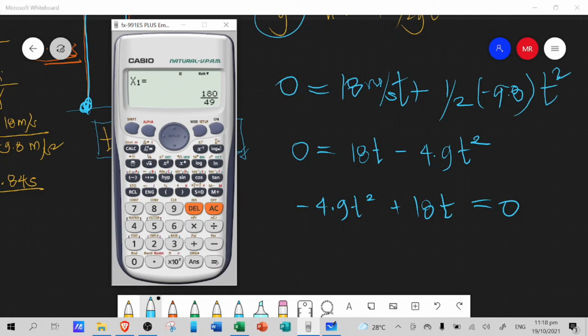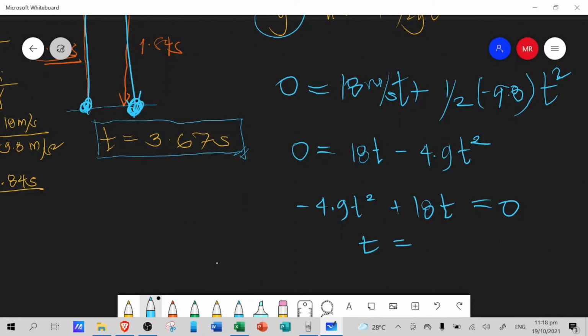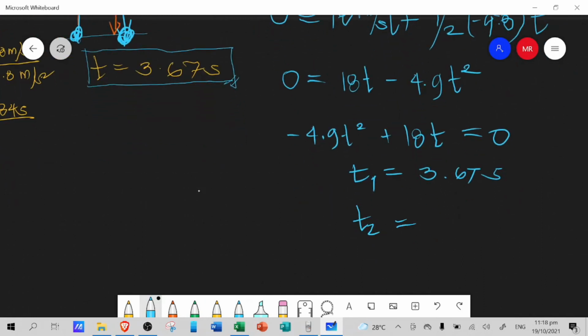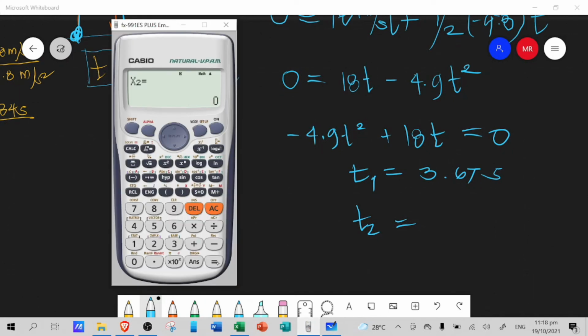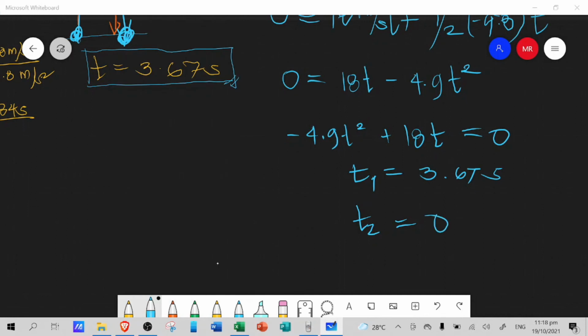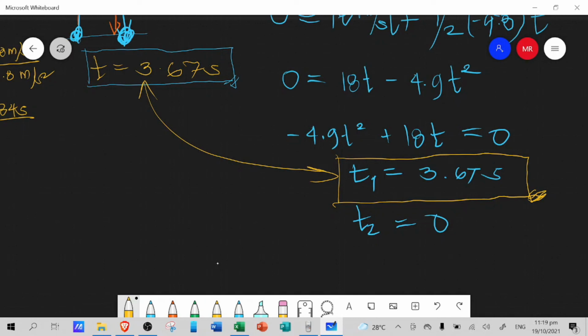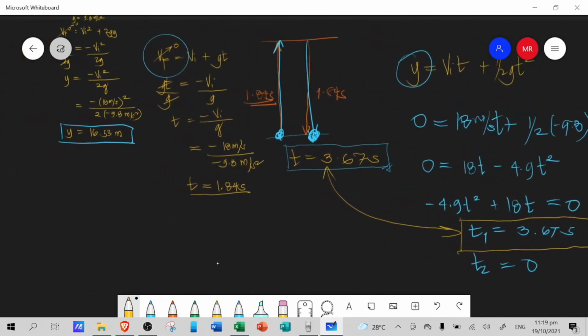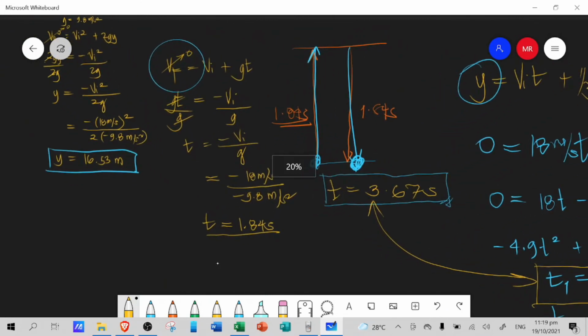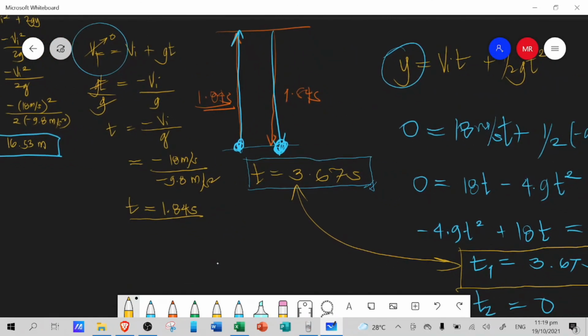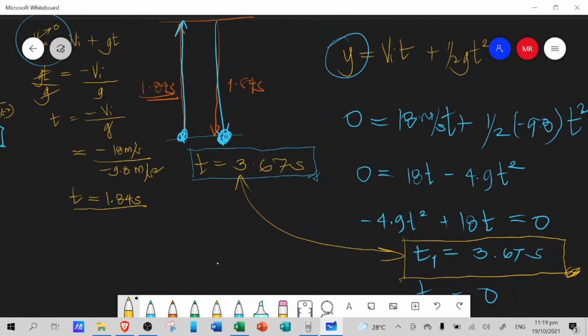Let's just press equal. So the first root that we get, let's say this is T1, 180 over 49 or 3.67 seconds. We'll have another root of this equation, which is 0. So this is our answer, confirmed by using another equation, 3.67 seconds. Therefore, we are correct. So the answer for the maximum height is 16.53 meters, and the total time spent by the ball in mid-air is 3.67 seconds.